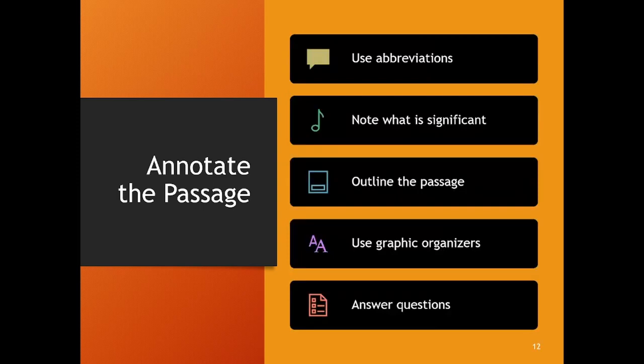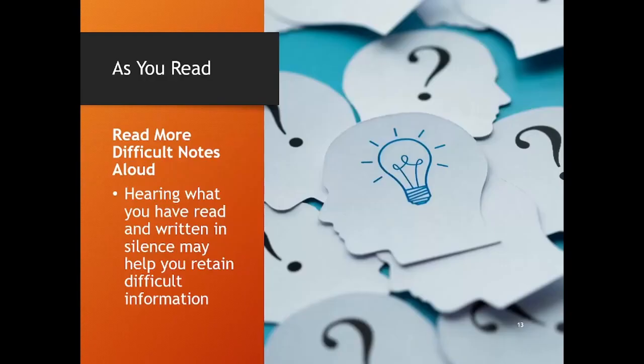Use abbreviations when you annotate. Note what is significant. Create an outline. What are the main topics of each of these paragraphs? Use graphic organizers, or answer questions in your own words and then keep reading and see how your answer compares to what is in that technical document.